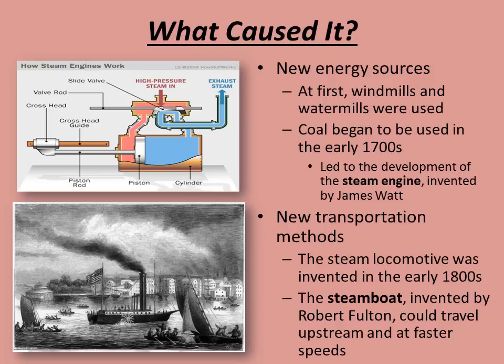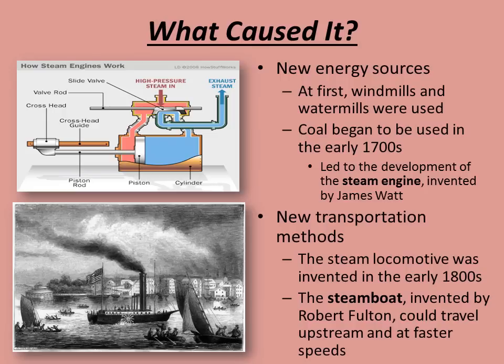The steam engine was invented, or at least improved a great deal, by James Watt, which is why the watt is the unit of power, if you're familiar with scientific units. There were new transportation methods that were developed during this time. The steam locomotive, or the train, was invented in the early 1800s. The first major rail line was in England. It was opened in the year 1830. By about 1870, railroads just went all across the United States and England and continental Europe.